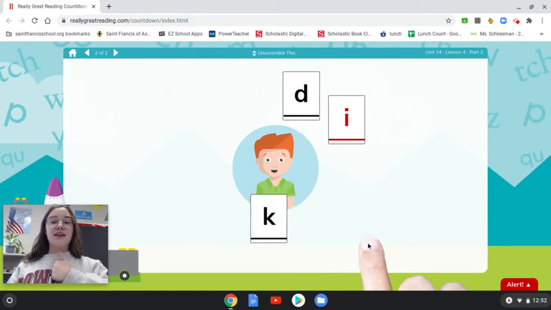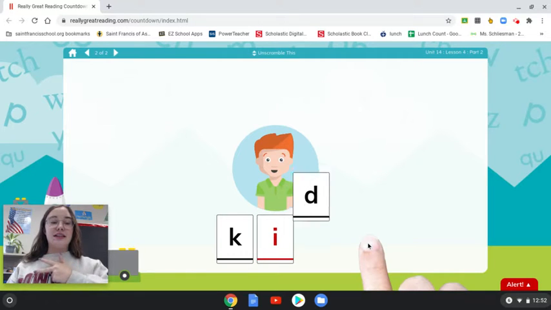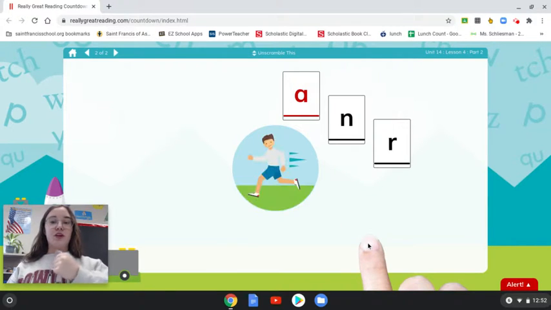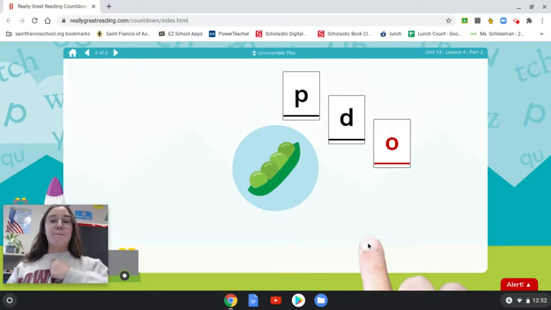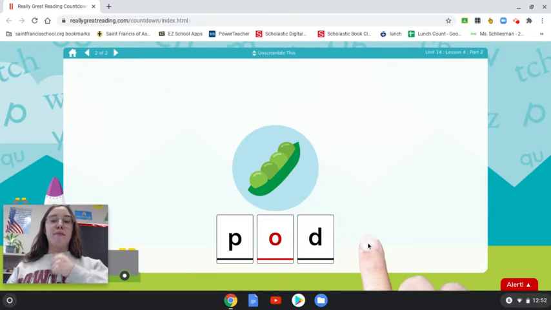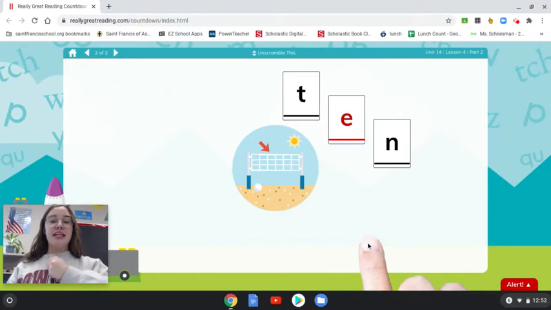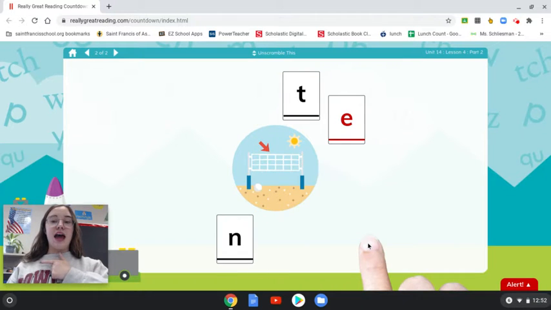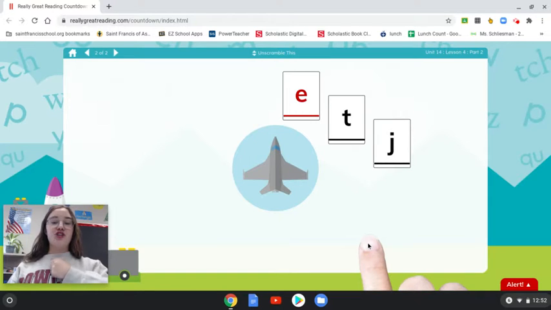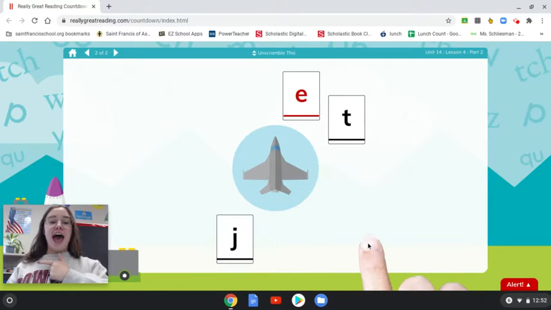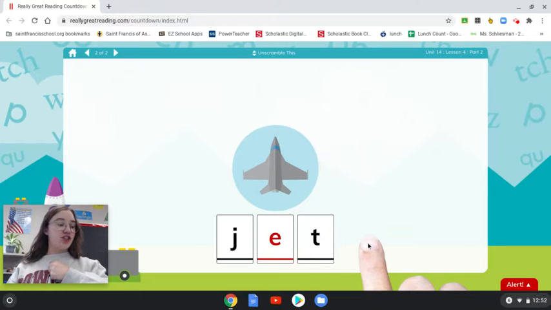Kid. K, d. Kid. Ran. N. Ran. Pod. P, d. Pod. Net. N, t. Net. Jet. J, t. Jet. Good. Make sure you're stretching them with me. Hand should be right here.